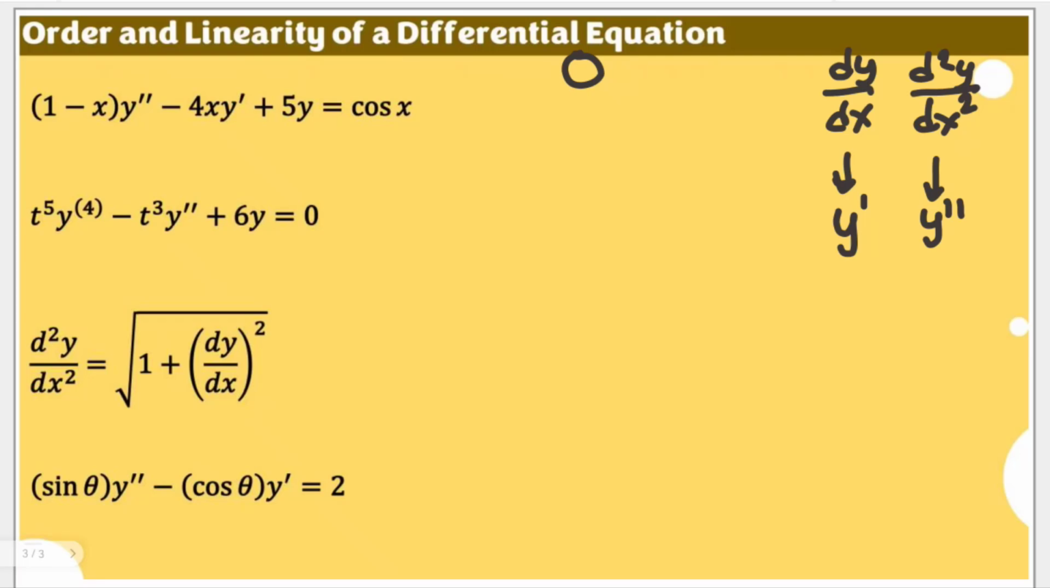So let's talk about that. Looking into this, we can see this expression here as our second order derivative of y, and of course we have the first order derivative of y and just the constant multiple of y itself. All of this follows the idea of a differential equation. So the order of the first equation is second, because we have y double prime here.